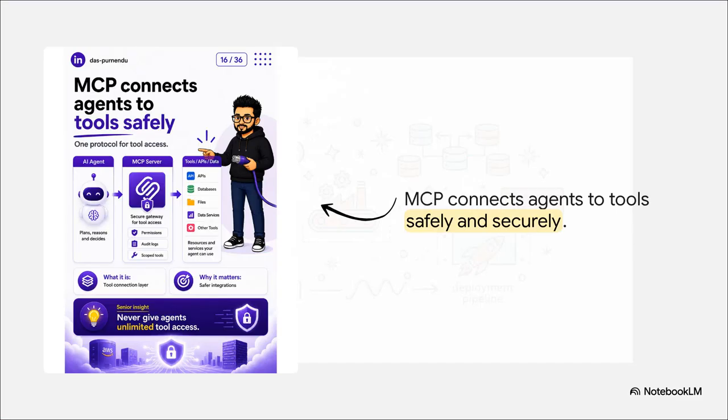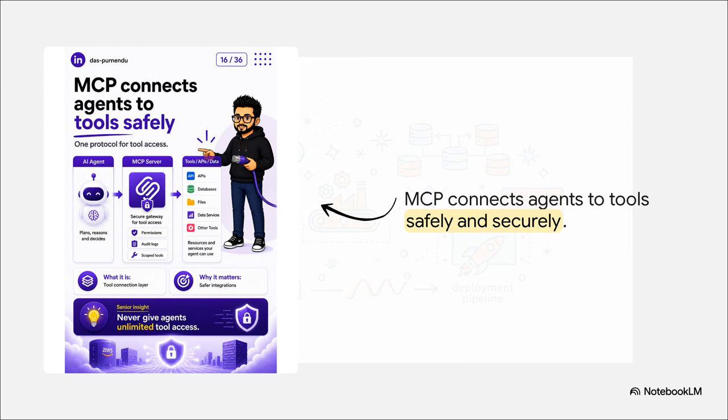But listen, we have to be incredibly careful here. You never give AI agents unlimited access to your databases or APIs. Instead, you use the Model Context Protocol, or MCP, to connect agents to tools safely. MCP servers act as these secure, highly scoped gateways.